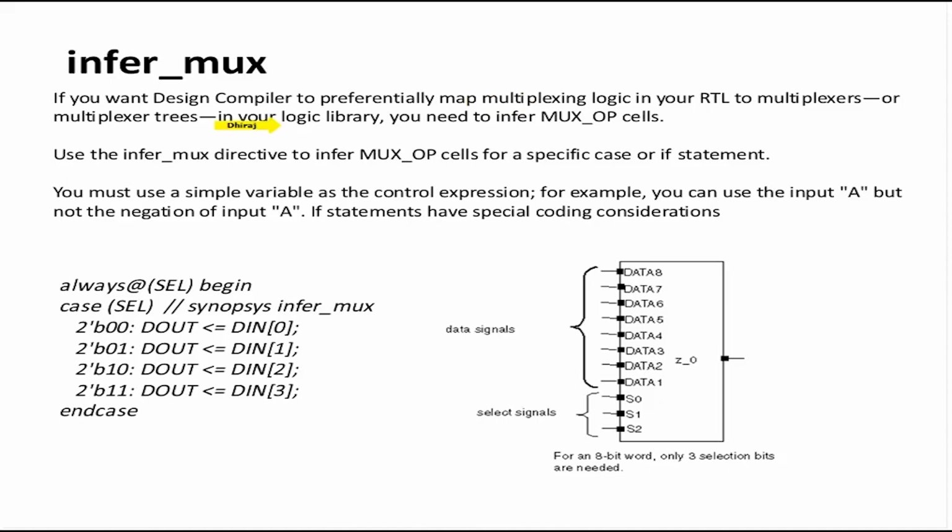You need to use the first step: you can use a synopsys infer mux here. Then you can see in your GTECH that, corresponding to the sequential block, you have a mux block here. It looks like this. You have select signals, you have data signals, you have output.